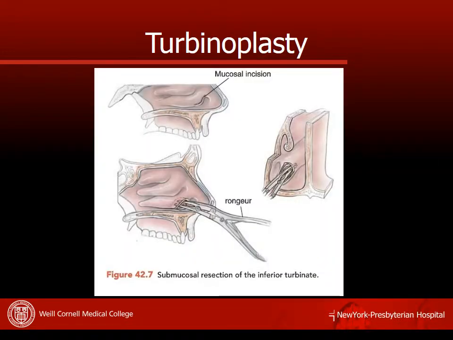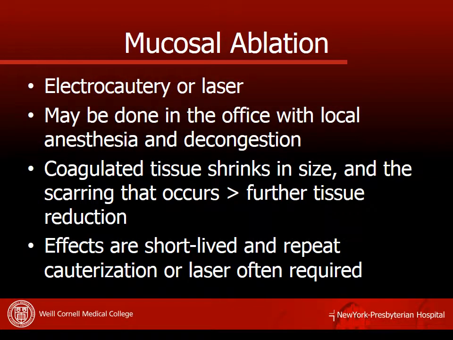As you can see here, the mucosal incision was made, a plane was dissected, and a rongeur is used to remove some of the bone. Turbinoplasty is very effective, but it can be a little bit time-consuming, and bleeding and crusting may still occur.